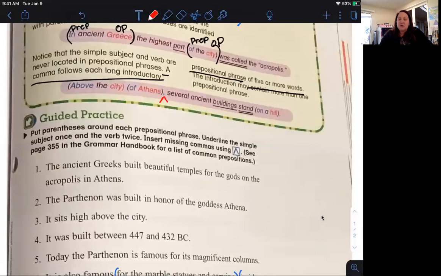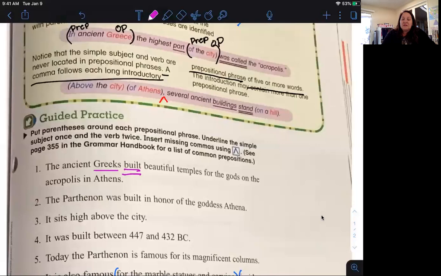It says, the ancient Greeks built beautiful temples for the gods on the Acropolis in Athens. So if I was looking at number 1, I want to find my subject and my verb first. And I think it's easier to find your verb first and then ask yourself who's doing that verb. So number 1, the ancient Greeks built beautiful temples for the gods on the Acropolis in Athens. What is your verb? If you said built, you're right. Okay, who or what built? Greeks built. And what did they build?